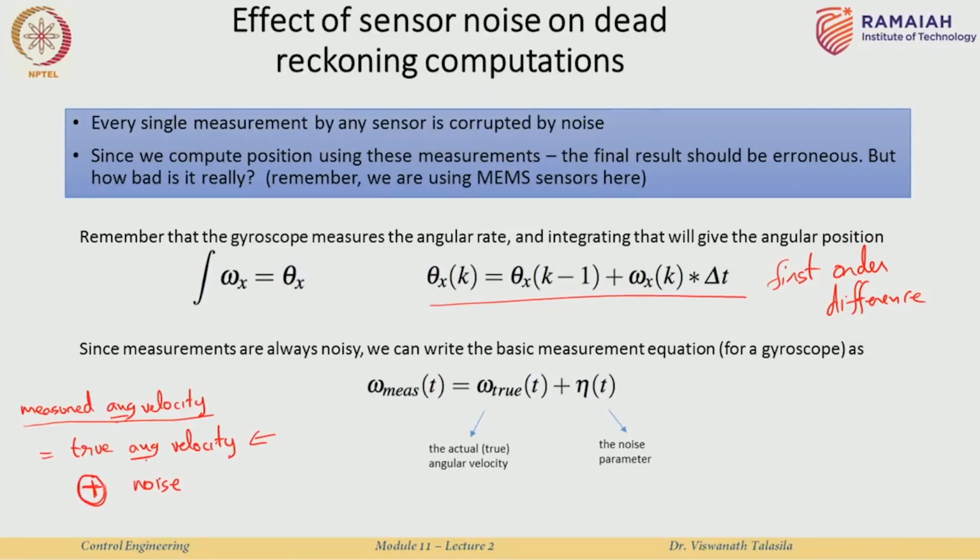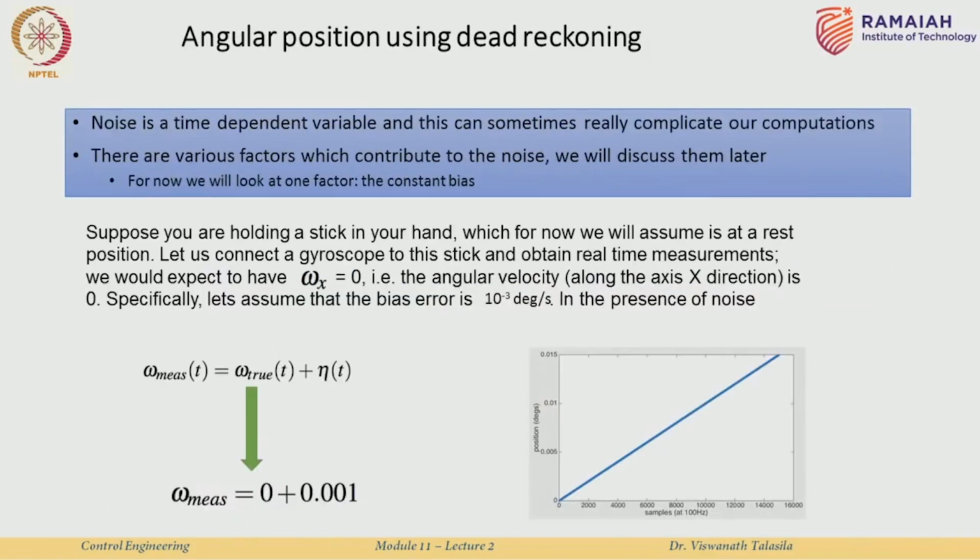The meaning of this circle over the plus sign is that some noise is additive in nature, so you simply add it up. Some noise can be multiplicative in nature. There are various kinds of noise as well. What we are going to consider here is primarily the additive noise. So, the angular velocity measured by a gyroscope is the true angular velocity plus noise. That is the basic kind of equation, or behavior, we are going to be dealing with.